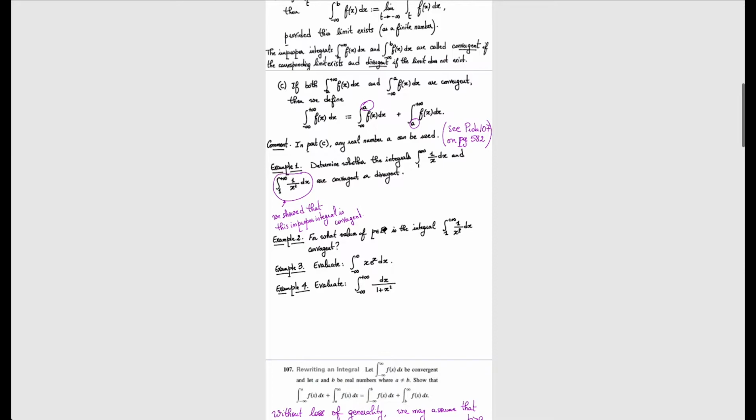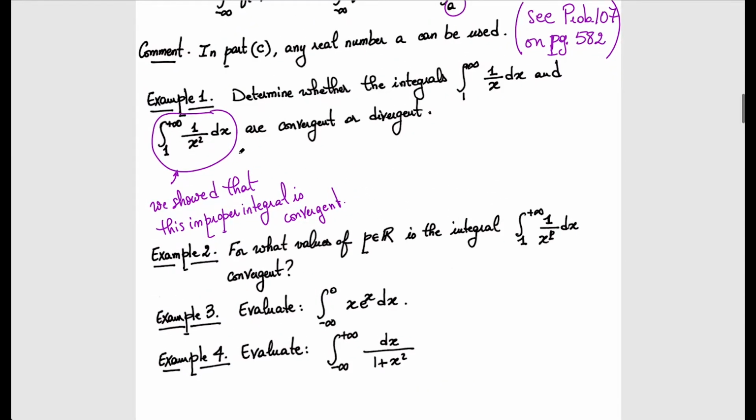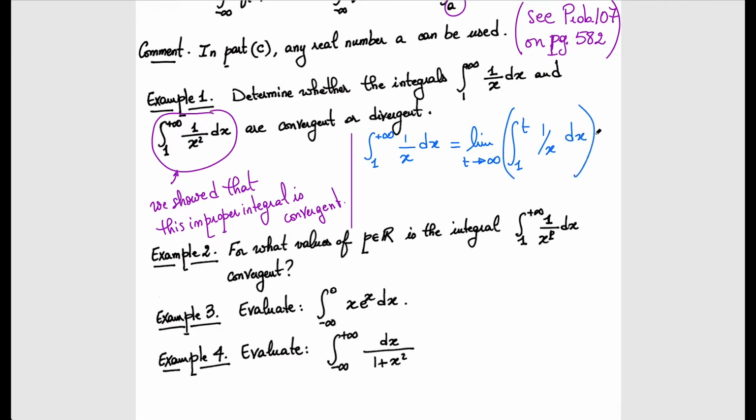Now the question is, back here, how about this integral now? Let's discuss this. The integral from 1 to plus infinity of 1 over x dx. Well, what this means is the limit as t goes to infinity of the integral from 1 to t of 1 over x dx, right? And so we integrate this, and then we let t go to infinity.